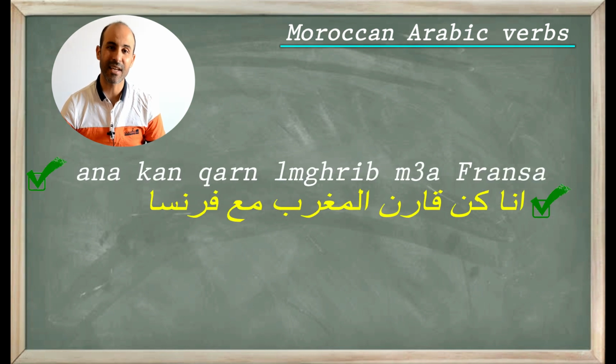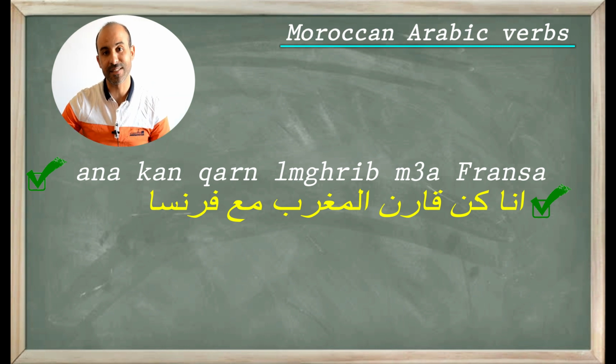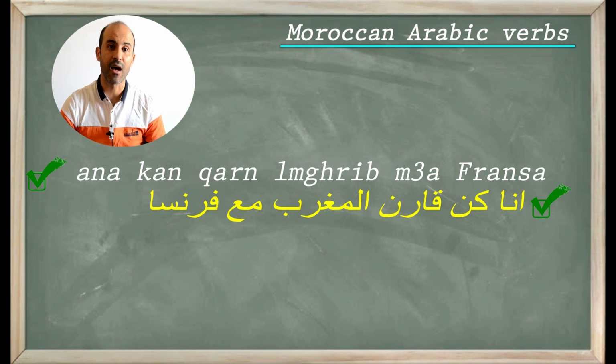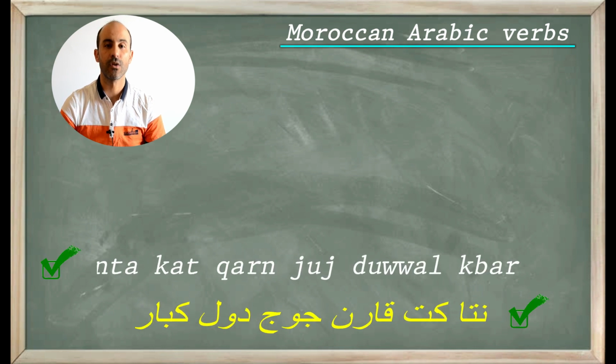أنا كنقارن المغرب مع فرنسا. I am comparing, or I compare Morocco with France. كنقارن المغرب مع فرنسا. Can you say this sentence? Great.